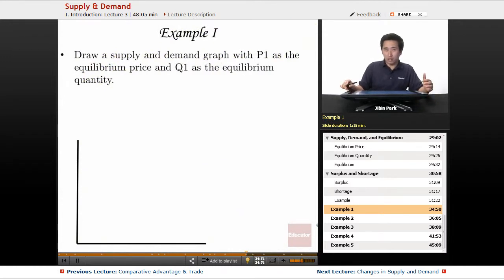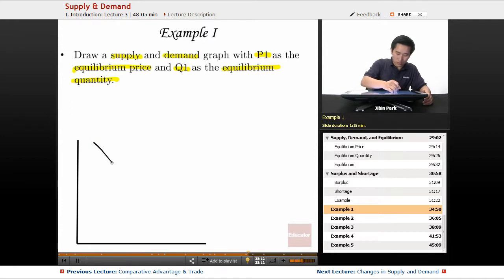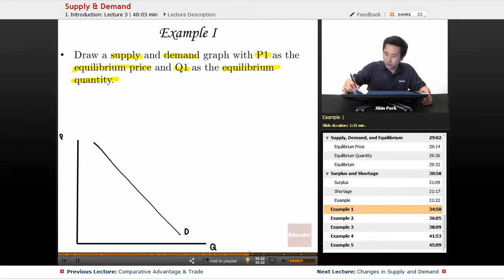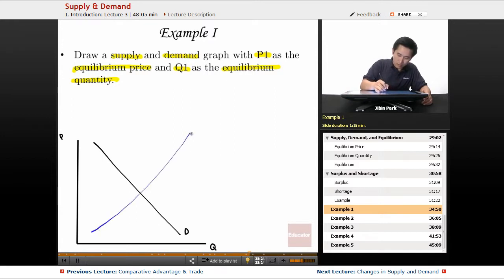So example number one, let's go ahead and do a very basic example of drawing a supply and demand graph with P1 as the equilibrium price and Q1 as the equilibrium quantity here. So again, no frills here. This is pretty basic in terms of what you're going to get here. So you get a downward sloping demand curve here, and put quantity and price, and then you have an upward sloping supply curve. That's it.